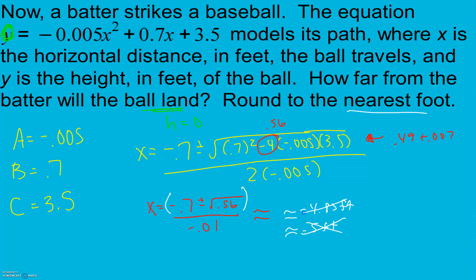can't have negative feet. If I do the minus there, negative 0.7 minus the square root of 0.56, and then divide by negative 0.01, I'm going to get approximately 144.8, which rounds up to 145 feet. So the baseball will land approximately, when we round to the nearest foot there, 145 feet away.